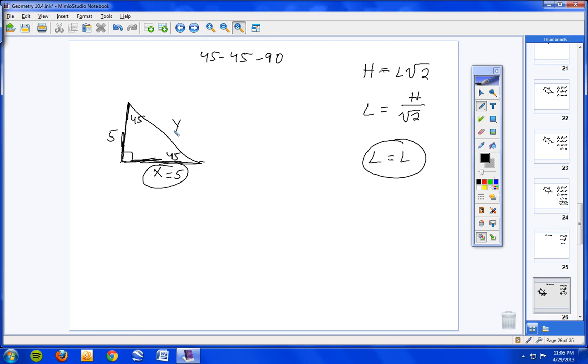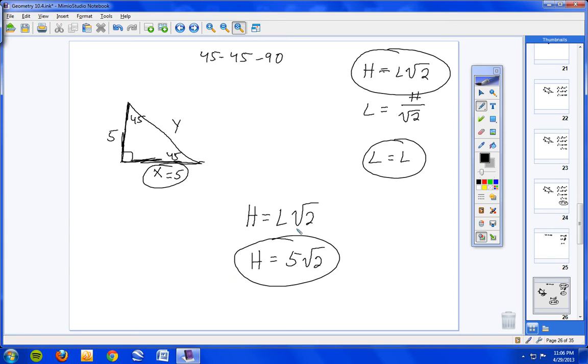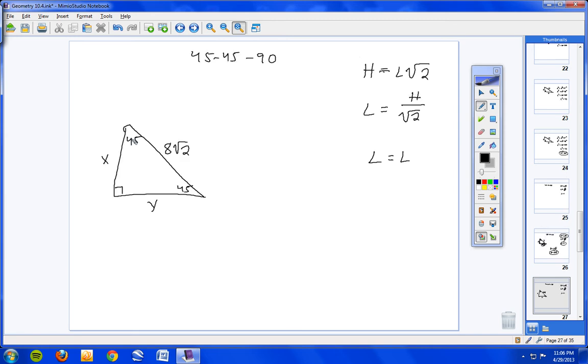There we go. Now, how do you find the hypotenuse? Well, look up here at your formulas. H equals leg times square root of 2. So the hypotenuse equals, what is your leg? It's 5. So 5 square root of 2. There's your answer. All right, let's go on to the next one.